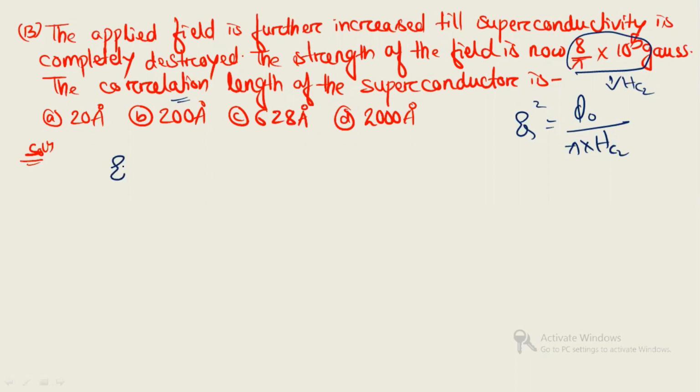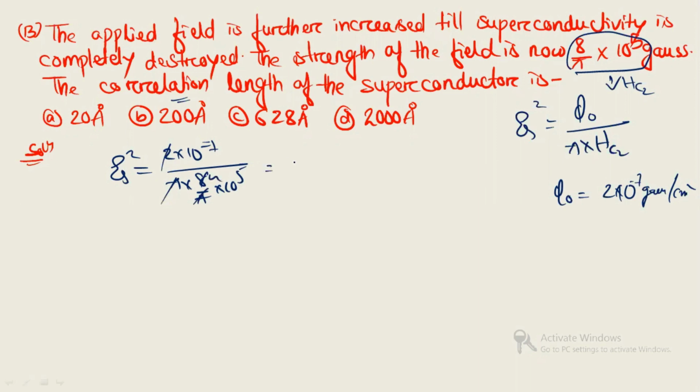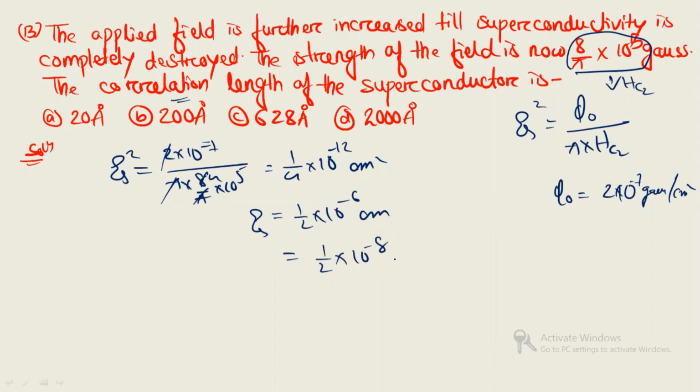So directly you will put the values. Xi square is equal to phi naught, already it was given 2 into 10 to the power -7 Gauss per centimeter square. So directly when you put 2 into 10 to the power -7 divided by pi into 8 by pi into 10 to the power 5. Okay, so pi and pi get cancelled. This is 2 by 8, which is 1 by 4. So finally we get 1 by 4 into 10 to the power -12 centimeter square. So xi is equal to 1 by 2 into 10 to the power -6 centimeter. Convert into meters, we will get 1 by 2 into 10 to the power -8 meter.